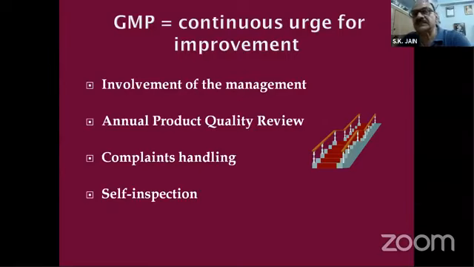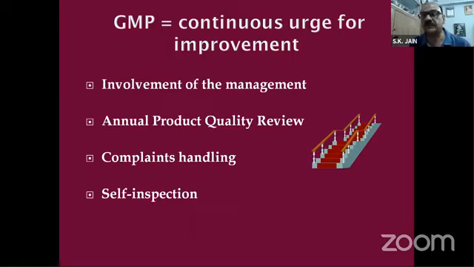So it is a continuous urge for improvement. GMP is a continuous process. It doesn't mean that at this moment you have framed a guideline and now you have no chance for improvement. Always improvement is there, and that is why it is a continuous urge for improvement. It's a dynamic process. If we need some improvement, we must do it.